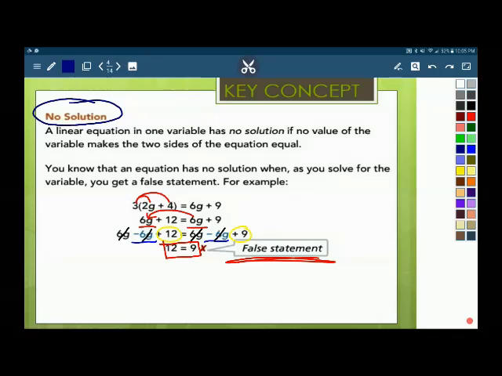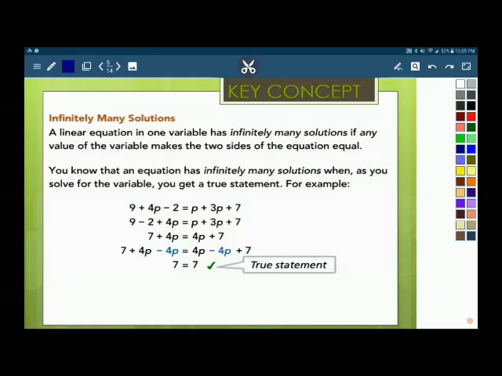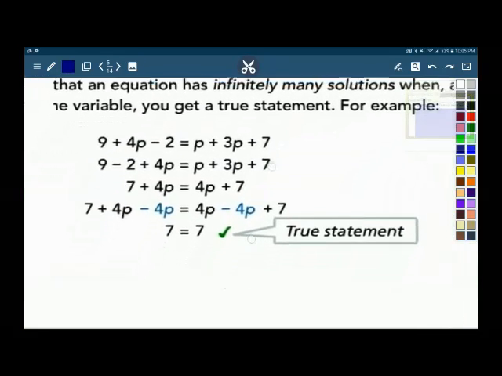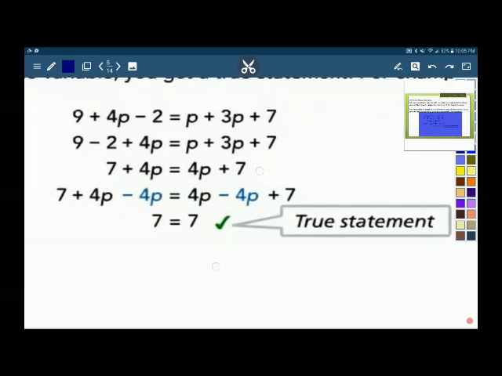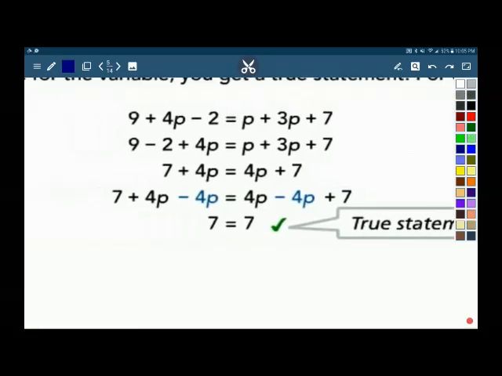Now, in the opposite way, you can have infinitely many solutions. Take a look at the equation given here: 9 plus 4p minus 2 equals p plus 3p plus 7. We should always exercise good simplification skills first. I see some like terms: the 9 and the negative 2, the p and the 3p. They can be put together. The 9 and the negative 2 become the 7, and the p and the 3p become the 4p.